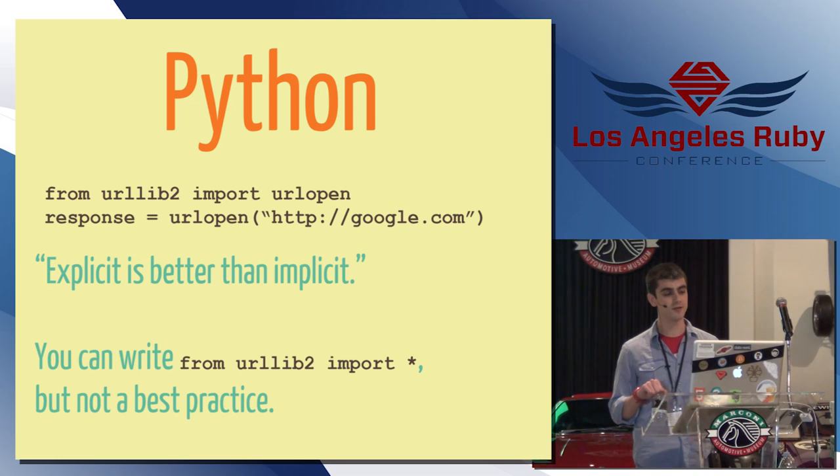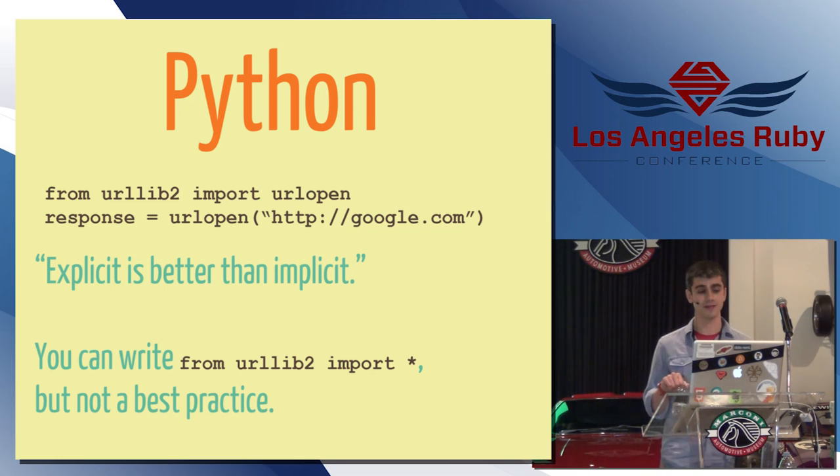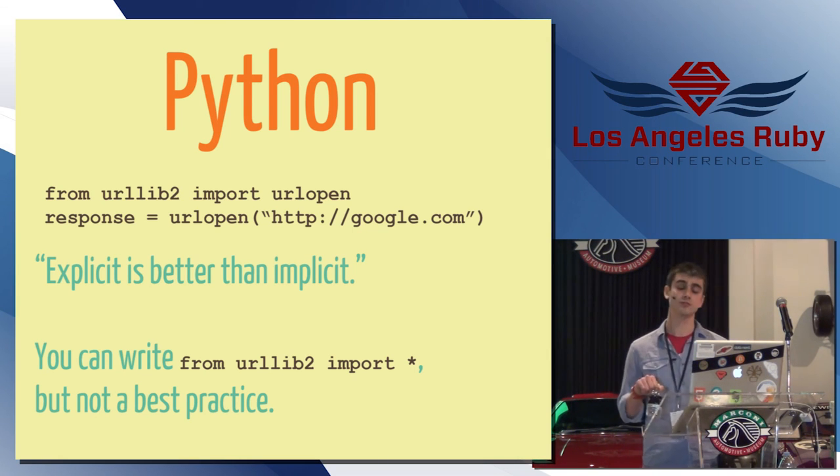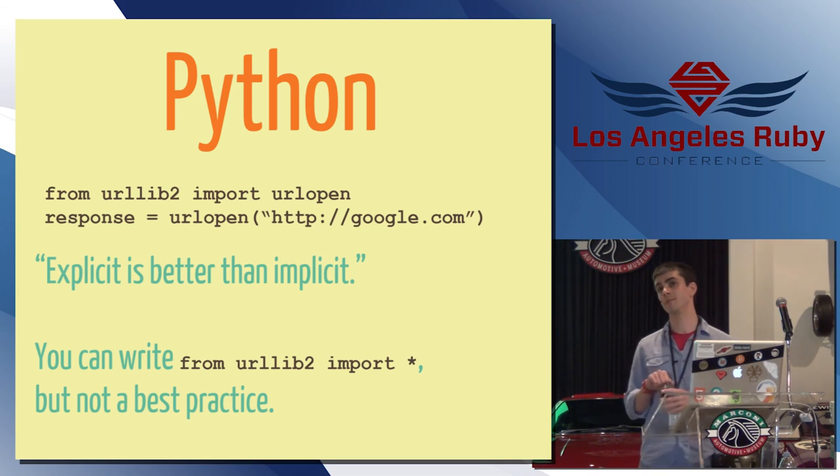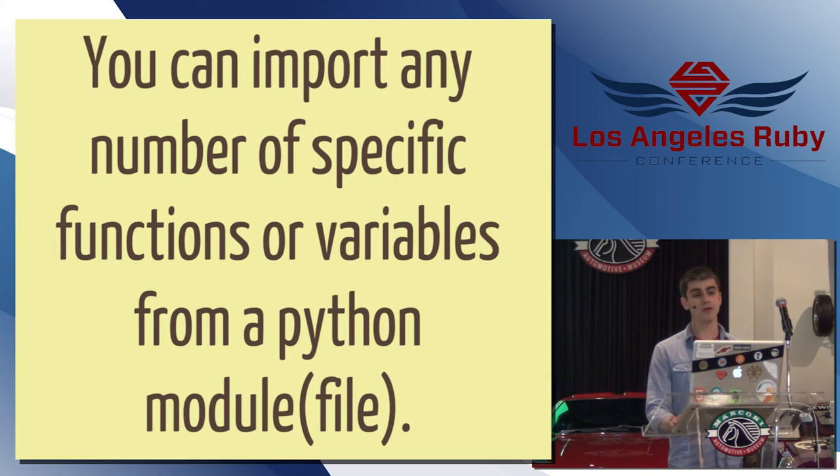So again, this goes back to the Zen of Python statement that explicit is better than implicit. And you could write from urllib2 import asterisk. That's another Python convention to bring in everything, but it is usually not a best practice unless you need, you know, over three things from that module. And you can import any number of specific functions or variables from a Python module, which basically is a Python file.